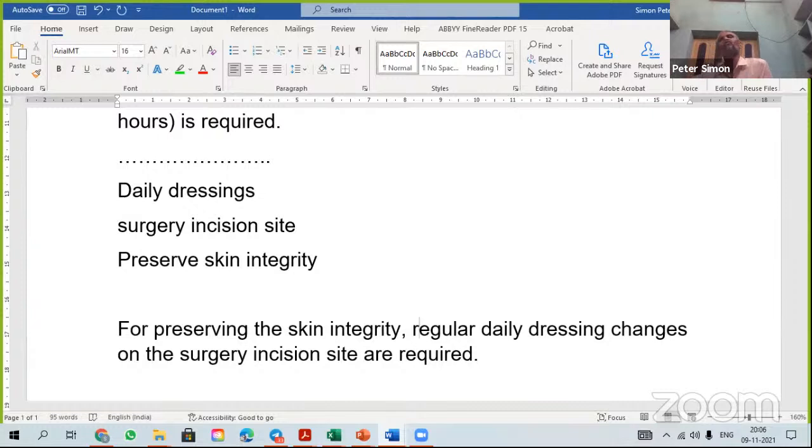The value is minimized if it goes to the end of the sentence. You have to bring it to the front of the sentence. For preserving the skin integrity, regular daily dressing changes on the surgical incision site are required. Which is more important? Preserving skin integrity is more important, so you have to bring that to the forefront. It is the face of this sentence, the most important part of the sentence, so it should be brought forward. I hope you understood how to write the sentences.